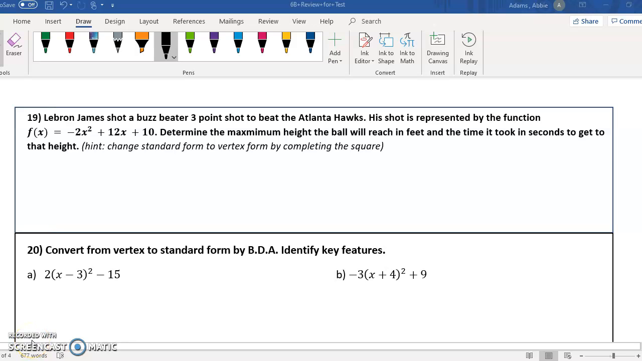We're working through the 6B review for the test. So if you are looking to do the retest, these videos are meant to help you out and walk through this review. So we are on to problem 19.